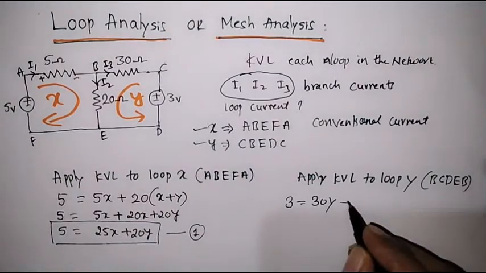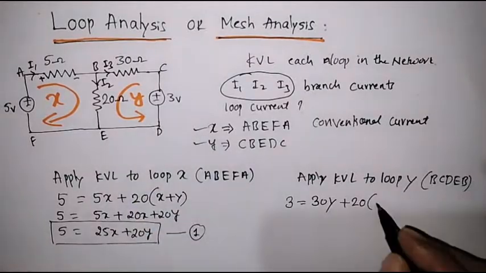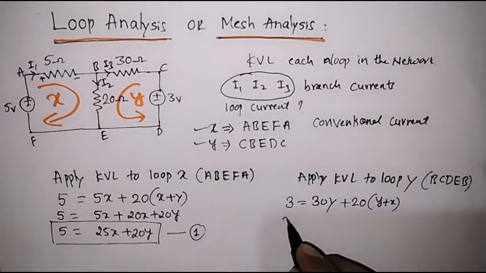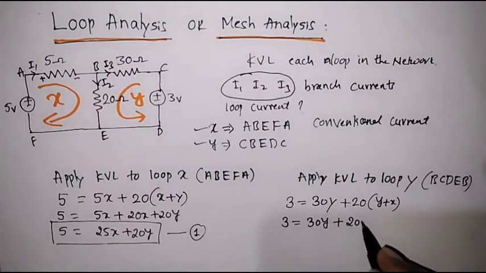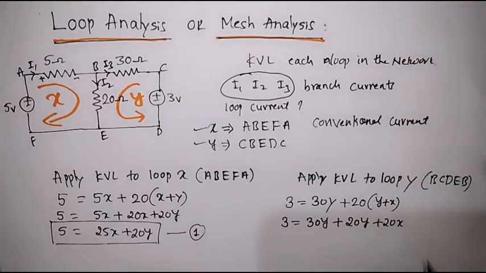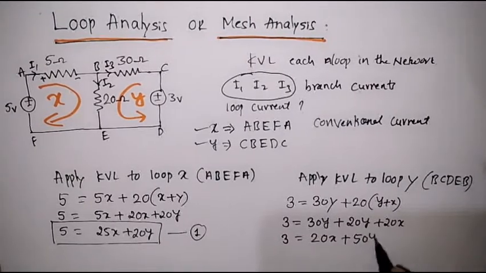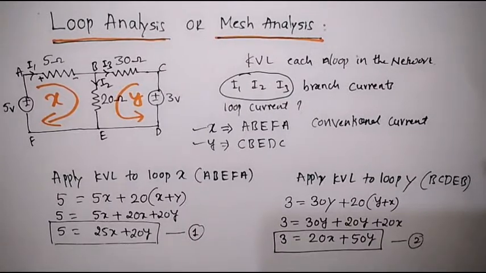So I can write it as 20. Here Y and X are flowing in the same direction, so you can write Y plus X or X plus Y because the direction is the same. Simplifying this, I can write 3 is equal to 30Y plus 20Y plus 20X. Simplifying further, 3 is equal to 20X plus 50Y. I will call it equation number 2.